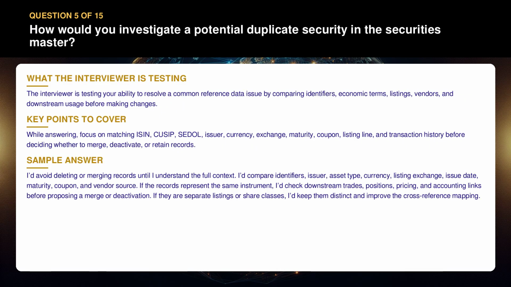I'd avoid deleting or merging records until I understand the full context. I'd compare identifiers, issuer, asset type, currency, listing exchange, issue date, maturity, coupon, and vendor source.